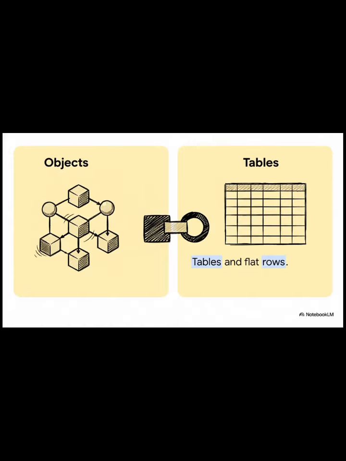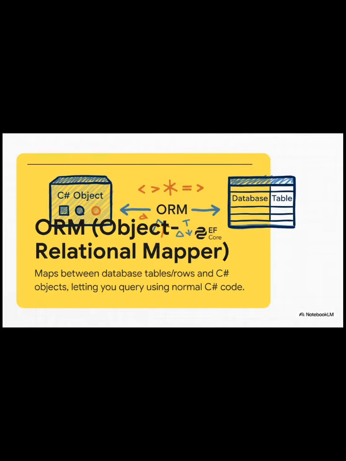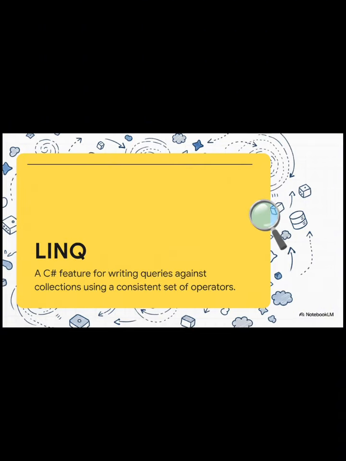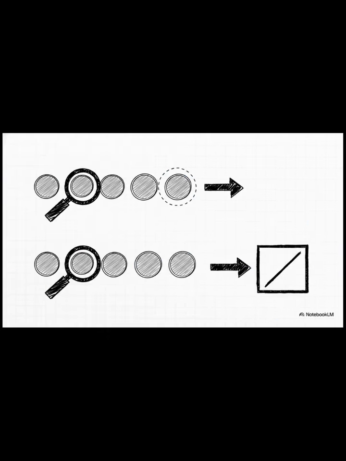But here's the thing. Our C# code thinks in objects, but the database thinks in flat tables. Total mismatch. That's where an ORM like EF Core becomes our translator, letting us just work with C# objects. And we use a powerful C# feature called LINQ to write our queries. It just feels natural. Okay, rapid-fire LINQ methods.